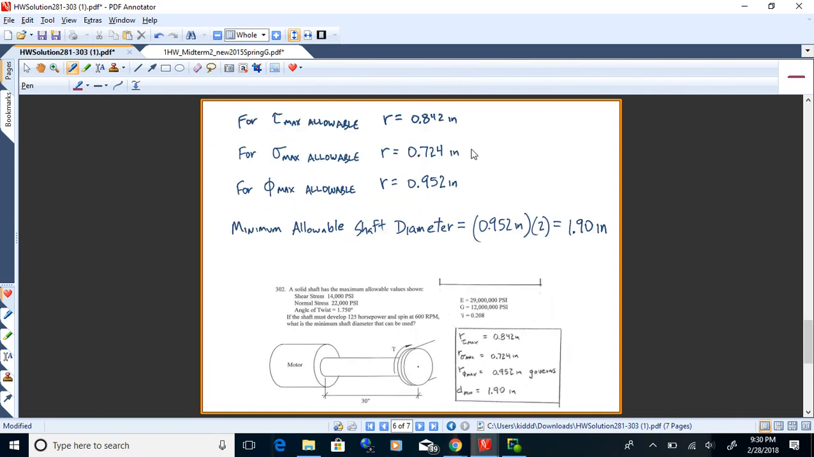So I've solved for all three values, for each of the three constraints: tau max given, sigma max given, phi max given. Now, when you're designing things, which is what we're doing here, you go with the biggest size. So we've got three possibilities. Go with the biggest one. That's the safest thing to do. 0.952. That's a radius. Double it, you get the required diameter, 1.9 inches. Okay. So that's 302.